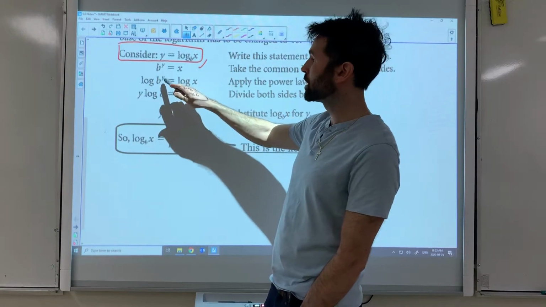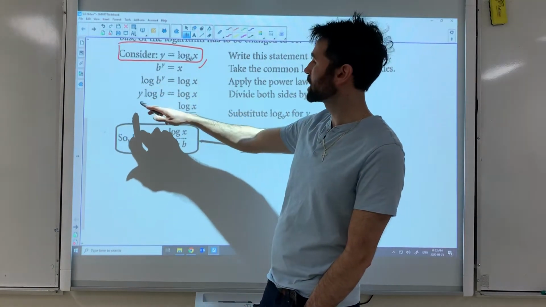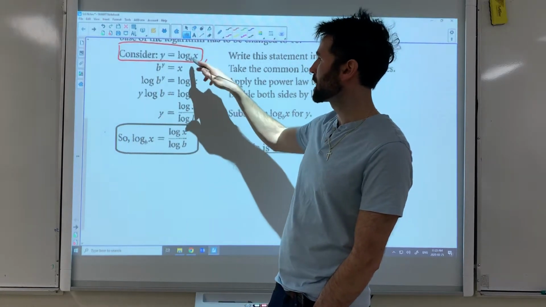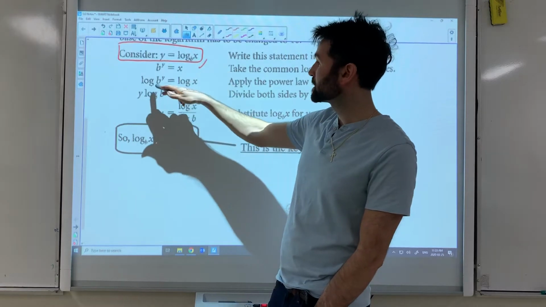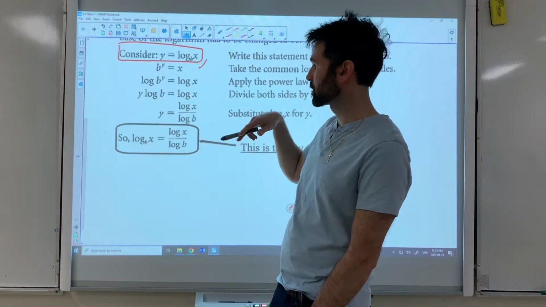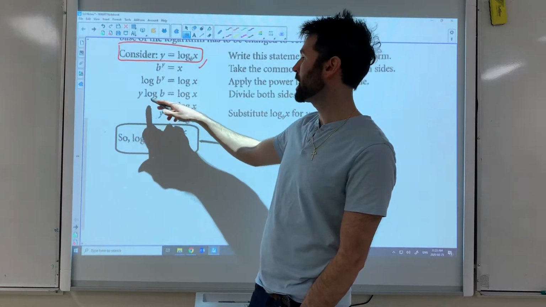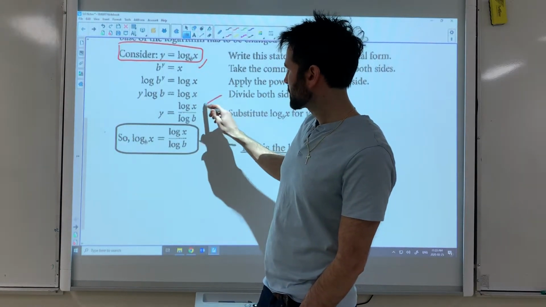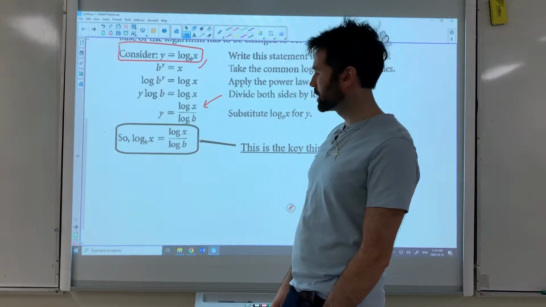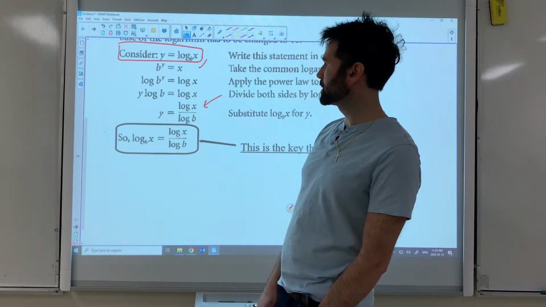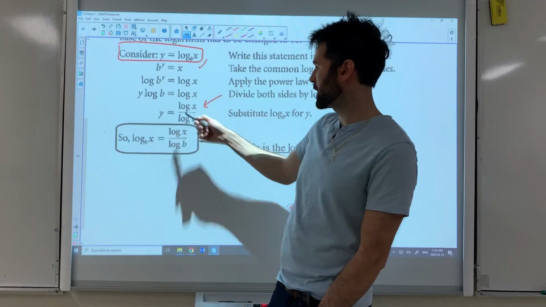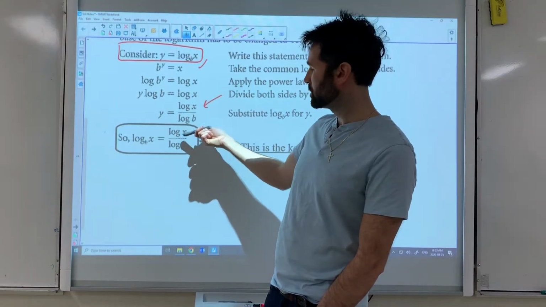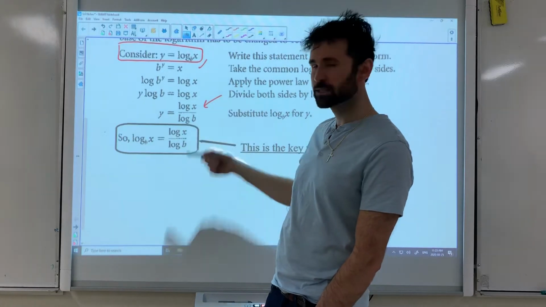Use the power law to bring the y down in front, and now you've got y times log b equals log x. And you'll notice that we've gone from log in base b to just log in base 10, so that's good for our calculator. We can solve it for y by dividing both sides by log b, and you get here, and that is our change of base formula. So now we know that because y equals that and y equals that, therefore log in base b of x equals log in base 10 of x divided by log in base 10 of b.